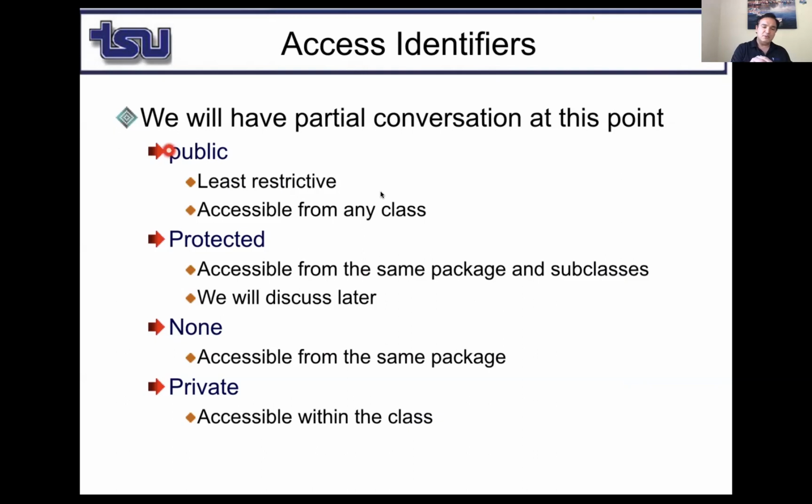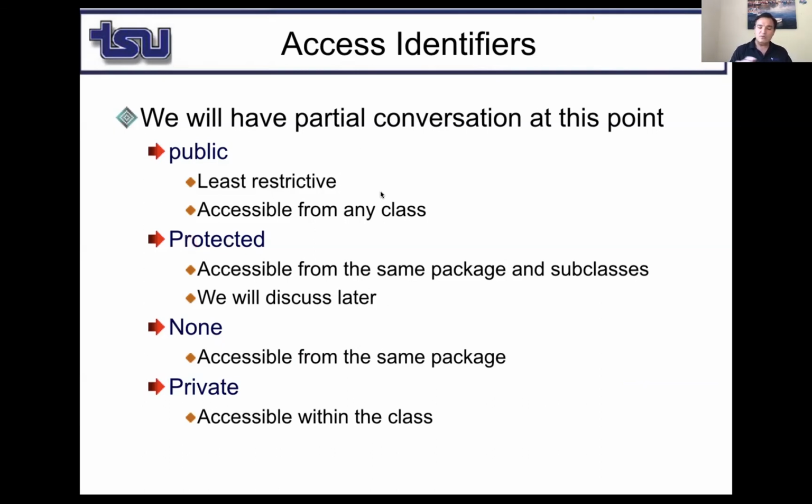Access identifiers can be public. Public is one extreme, private is another extreme. If we have private data members, for example, they are only accessible within the class that they are defined. They are not accessible outside the class at all. This is the most restrictive access identifier, okay? If there is no access identifier in front of an identifier, for example, when we had class Student, we had String name and int ID, they didn't have any access identifier there. That means they are accessible from the same package. That means another class in the same package is able to access those identifiers.